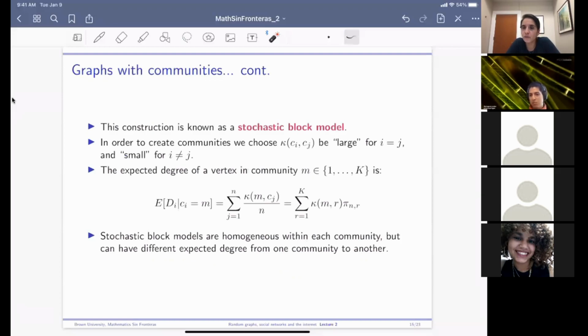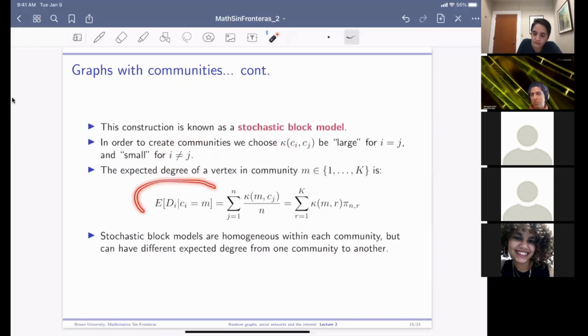If you want to use a stochastic block model to create communities, you pick the kernel function kappa in such a way that it takes reasonably large values when i is equal to j, but very small values when i is different than j. So when i and j belong to the same community, I want them to connect with a good probability. But when they belong to different communities, I want them to have a small probability of connecting. That's what this is telling us here.